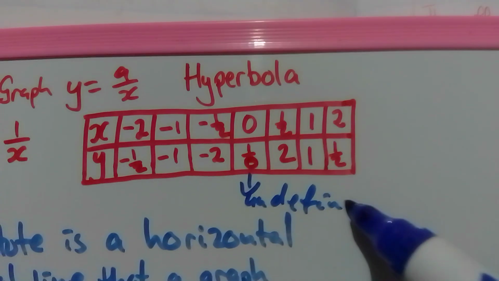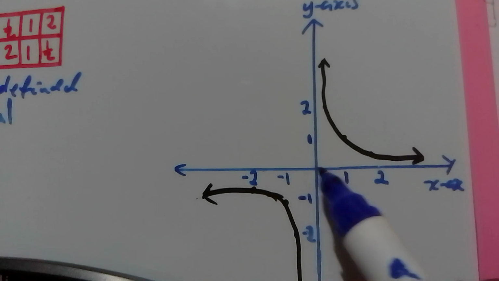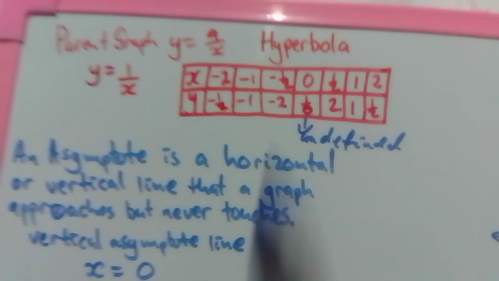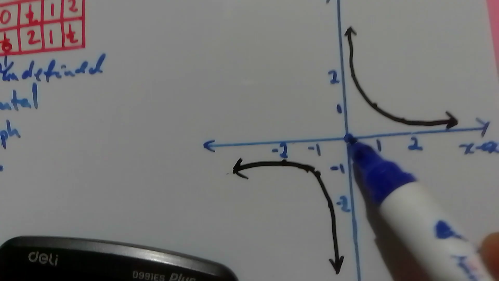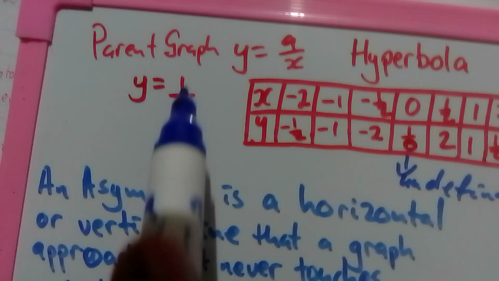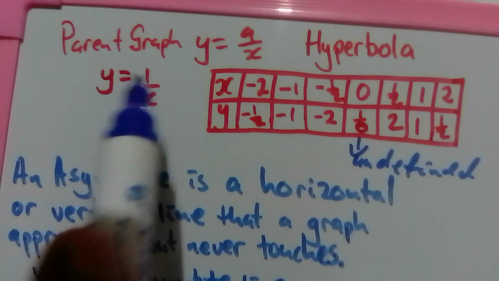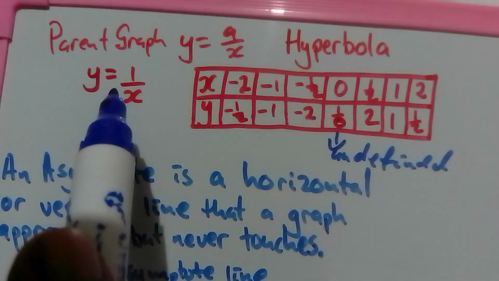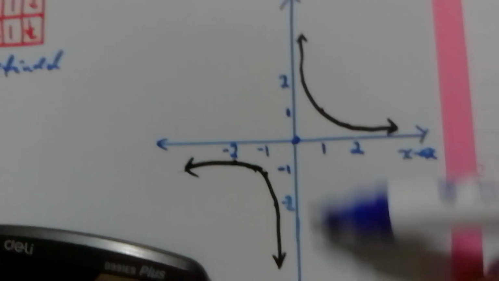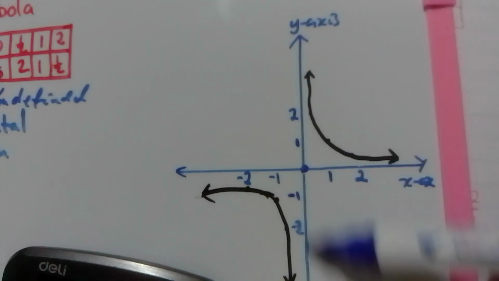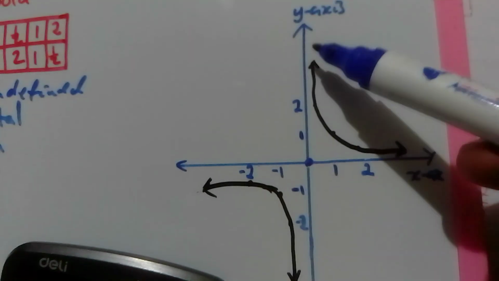What are the implications of this undefined? Remember, when you're looking for your y-intercept, you let x equal 0. But as far as a hyperbola is concerned, the moment x is equal to 0, you cause this equation to be undefined. So on this parent graph of a hyperbola, there is no y-intercept.